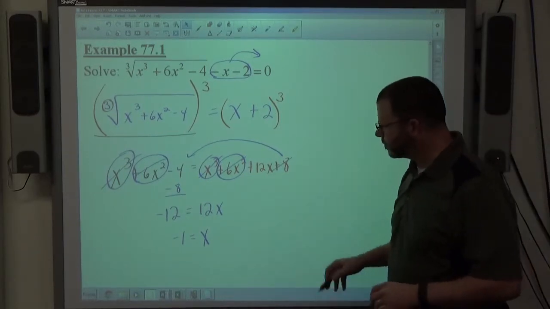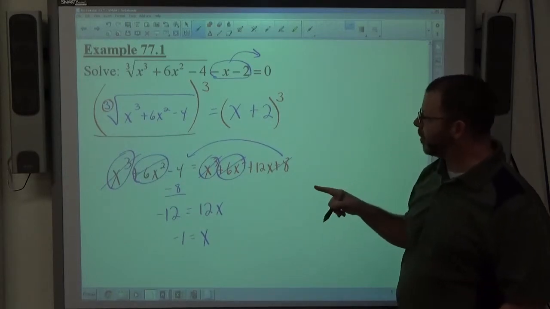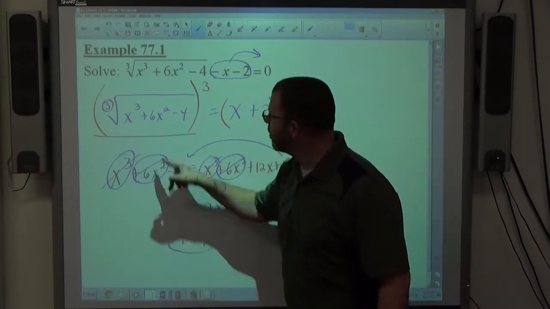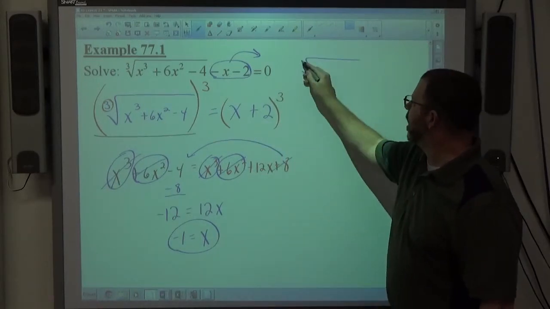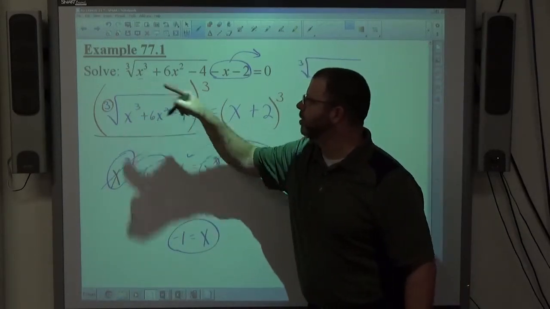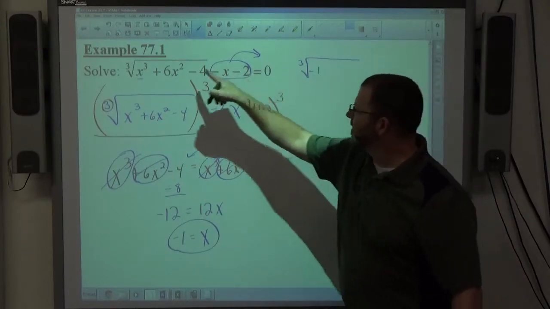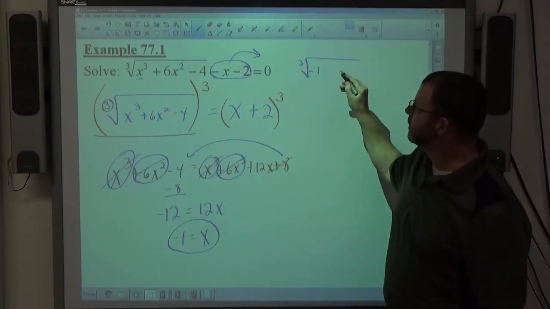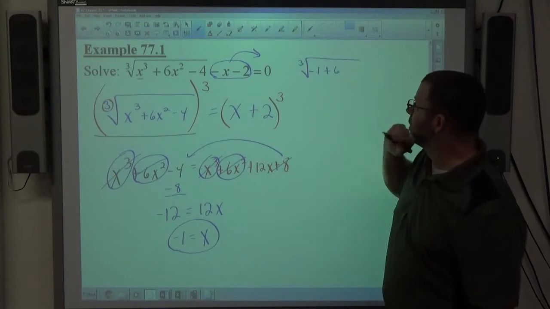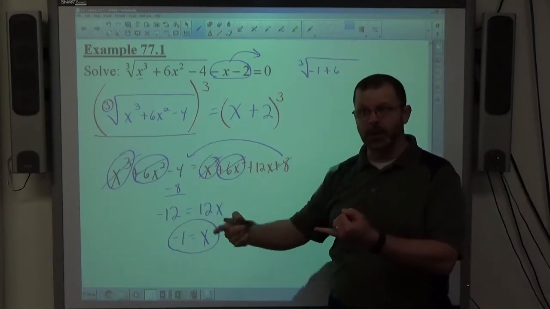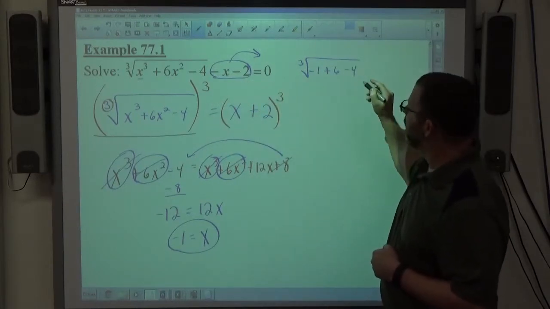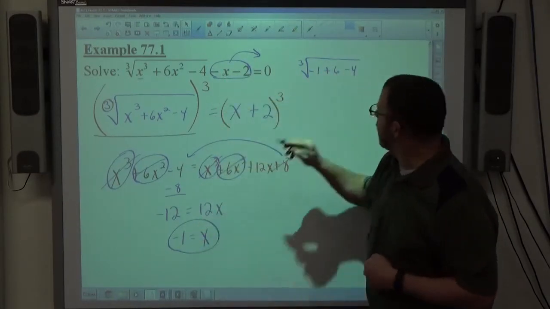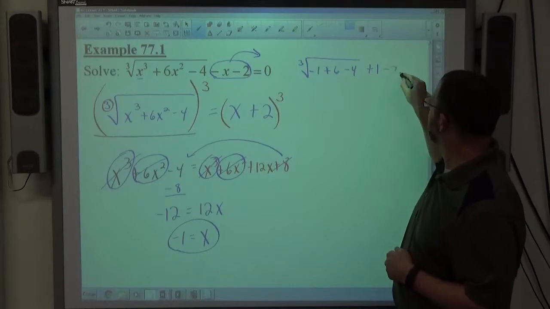All right, so at this point I check by simply substituting negative 1 in place of all the x's in the original expression. So I've got the cube root of, all right, what's negative 1 cubed? Negative 1. What's 6 times negative 1 squared? 6. Plus 6, right? Yep. Negative 1 squared is positive 1 times positive 6 makes positive 6. And then minus 4. Then it says minus x, that'll be minus minus 1, which is plus 1, minus 2 is supposed to equal 0.